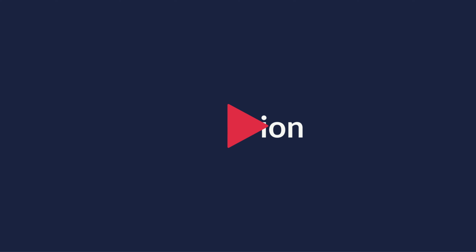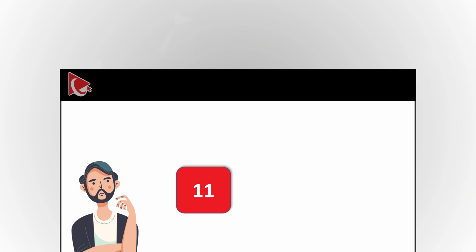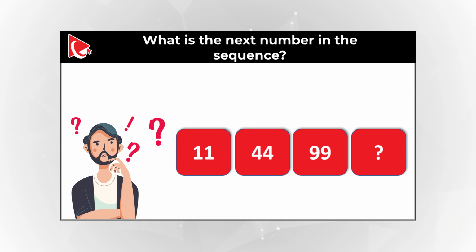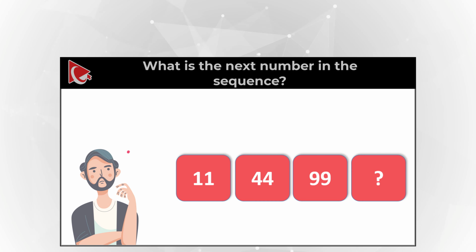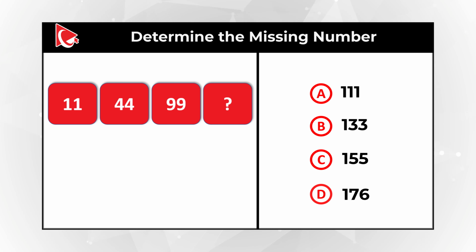Here's the interesting question where you need to calculate the missing number. You're presented with numbers 11, 44, 99, and you need to continue the sequence and determine the missing number out of 4 possible choices. Choice A, 111. Choice B, 133. Choice C, 155. And choice D, 176. Do you think you know the answer?